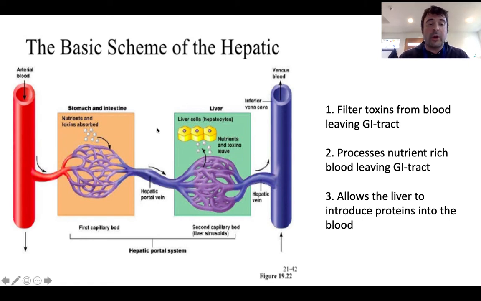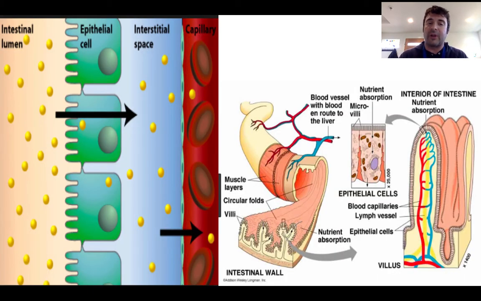Long story short, we connect the blood vessel networks of the GI tract to the blood vessel networks of the liver so we can filter and process blood before it's allowed to enter into our systemic circulation. That's it. We're connecting the blood vessel networks of the GI tract with the blood vessel networks of the liver in order to filter things out.